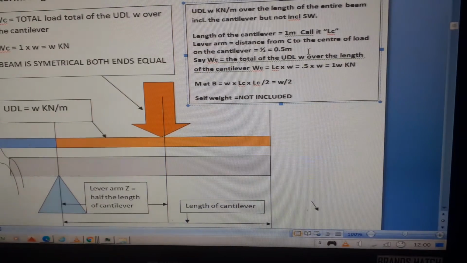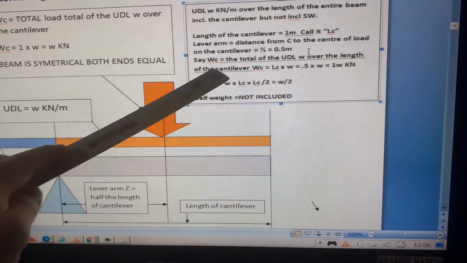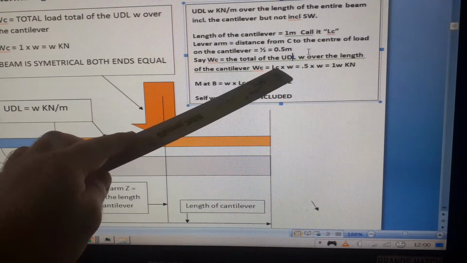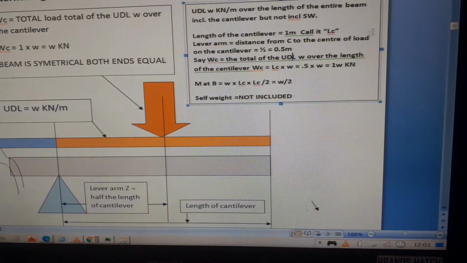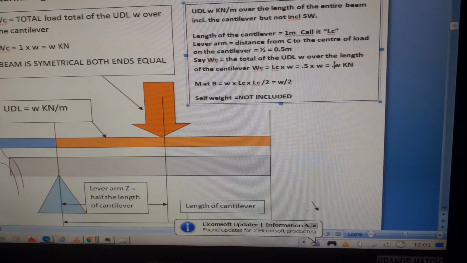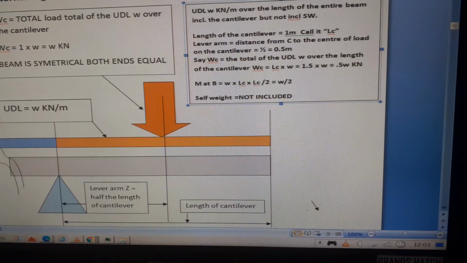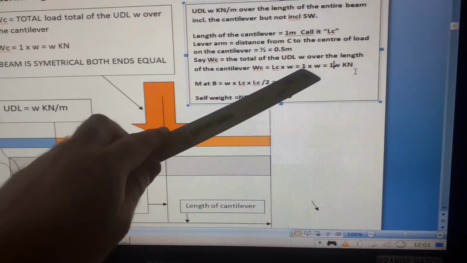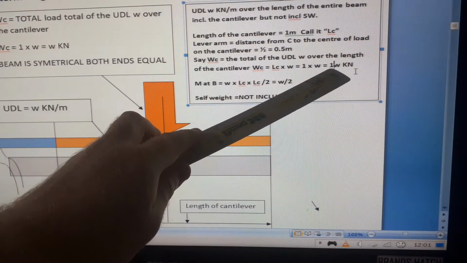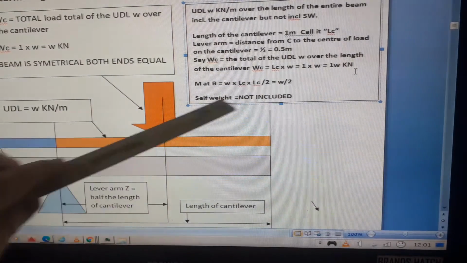WC, the total of the UDL load over the length of the cantilever, is LC times W, which is 1 times W. Sorry, it's 1 W, not 0.5 W kilonewtons. Obviously WC is the total of the UDL over the length of the cantilever, 1 times W.